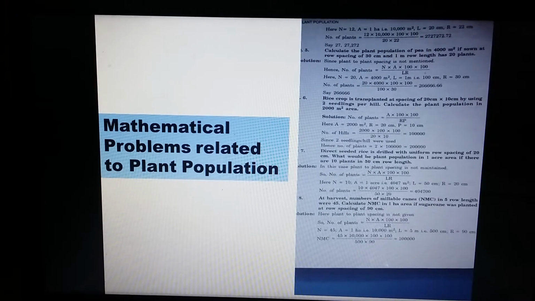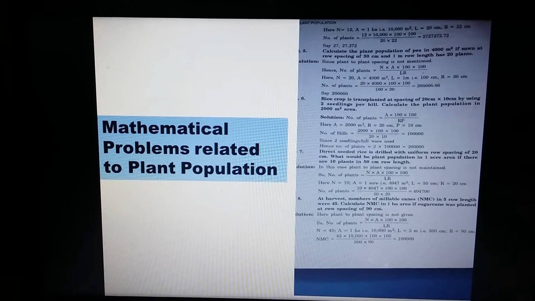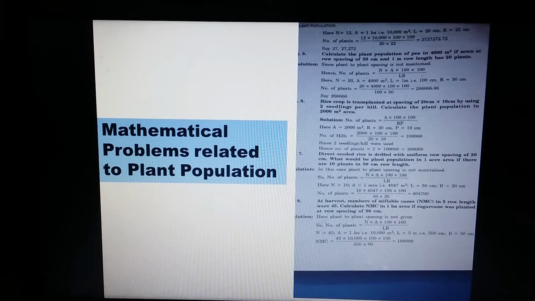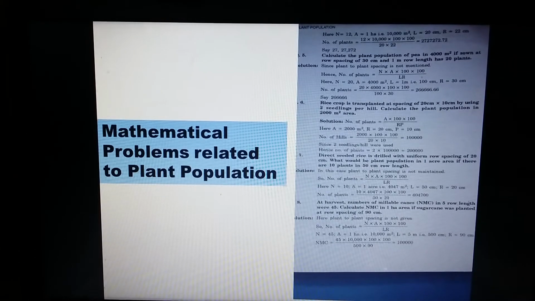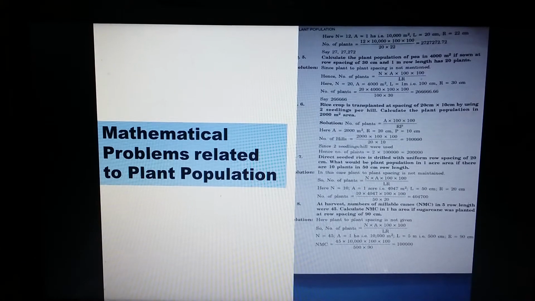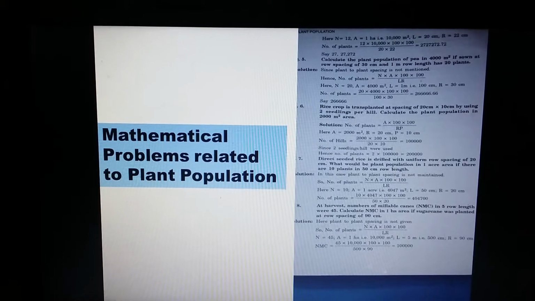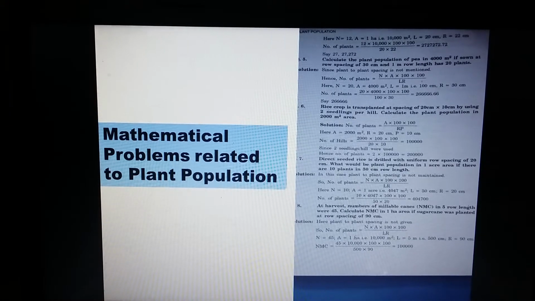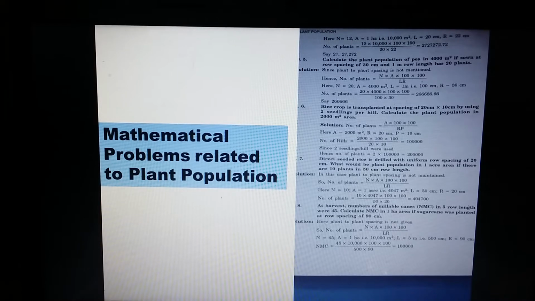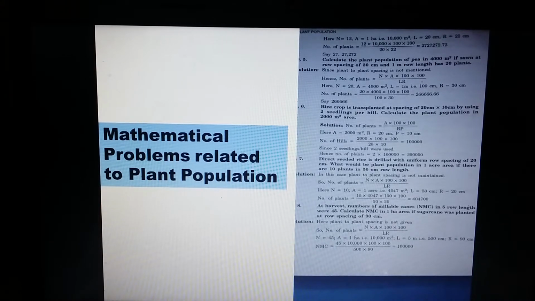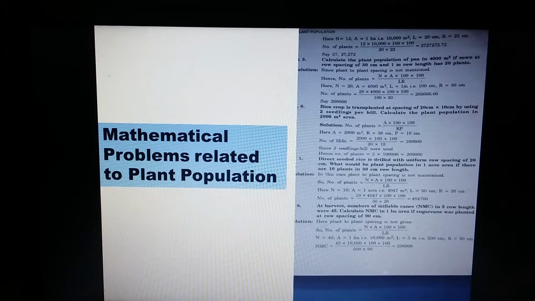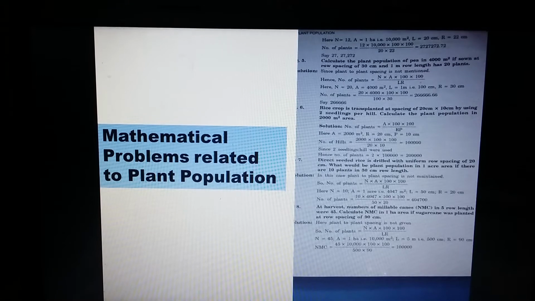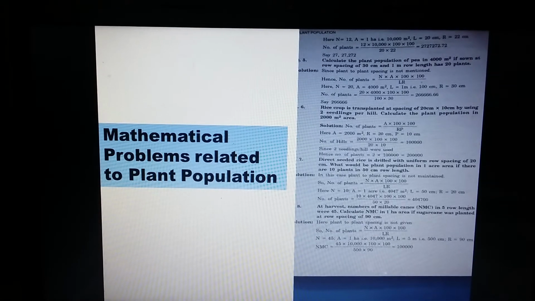So we put the values, that is N equal to 12, as you know, A equal to 1 hectare, that means 10,000 meter square, L row length equal to 20 centimeter, row to row spacing R equal to 22 centimeter. So number of plants equal to 12 into 10,000 into 100 into 100 divided by 20 into 22. So our answer will be 27,27,272.72. So we cannot accept the fraction. So our plant population will be 27,27,272 only.